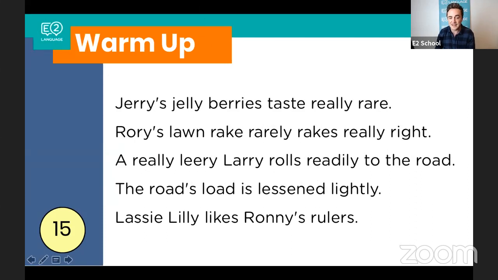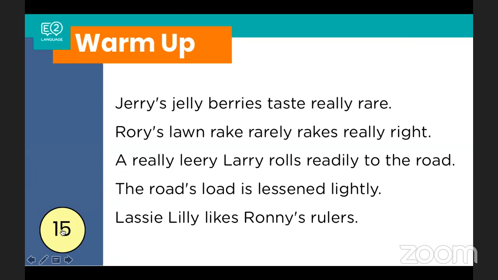I'll give you 15 seconds to prepare, and then I'll give you 15 seconds to read through. So these are individual sentences. Here you go. Prepare to read now. So this is another sound that is problematic in English. It's the l, r sound.